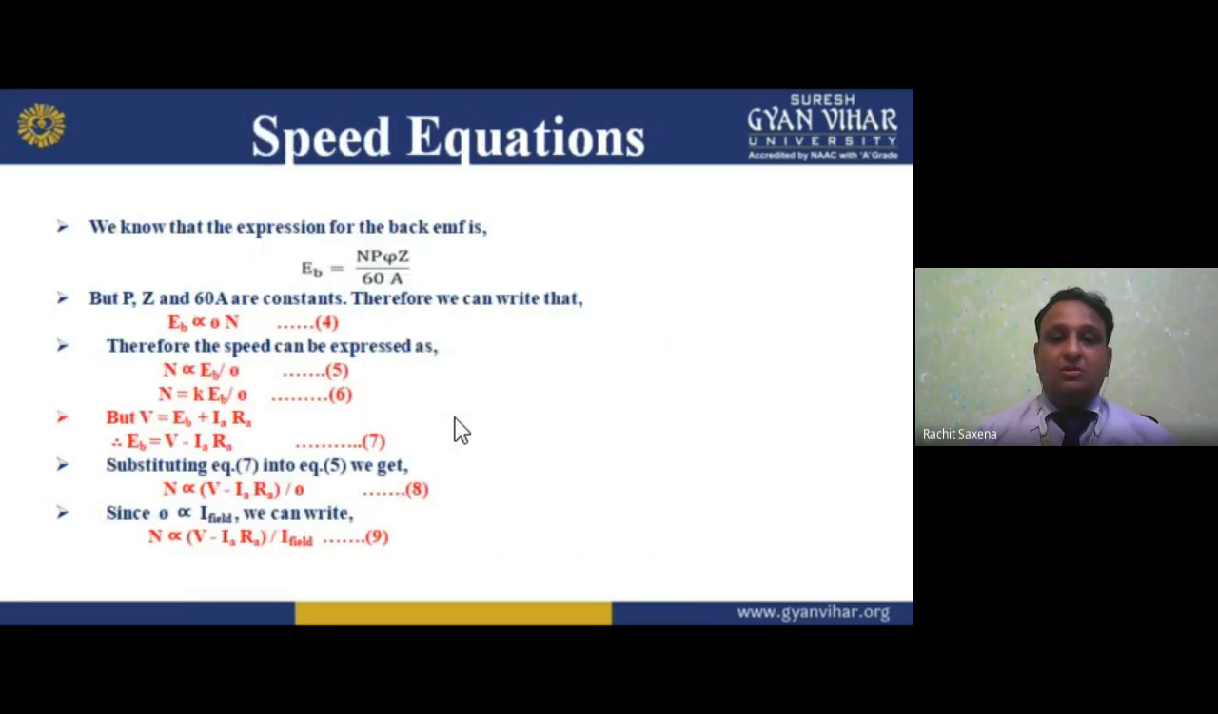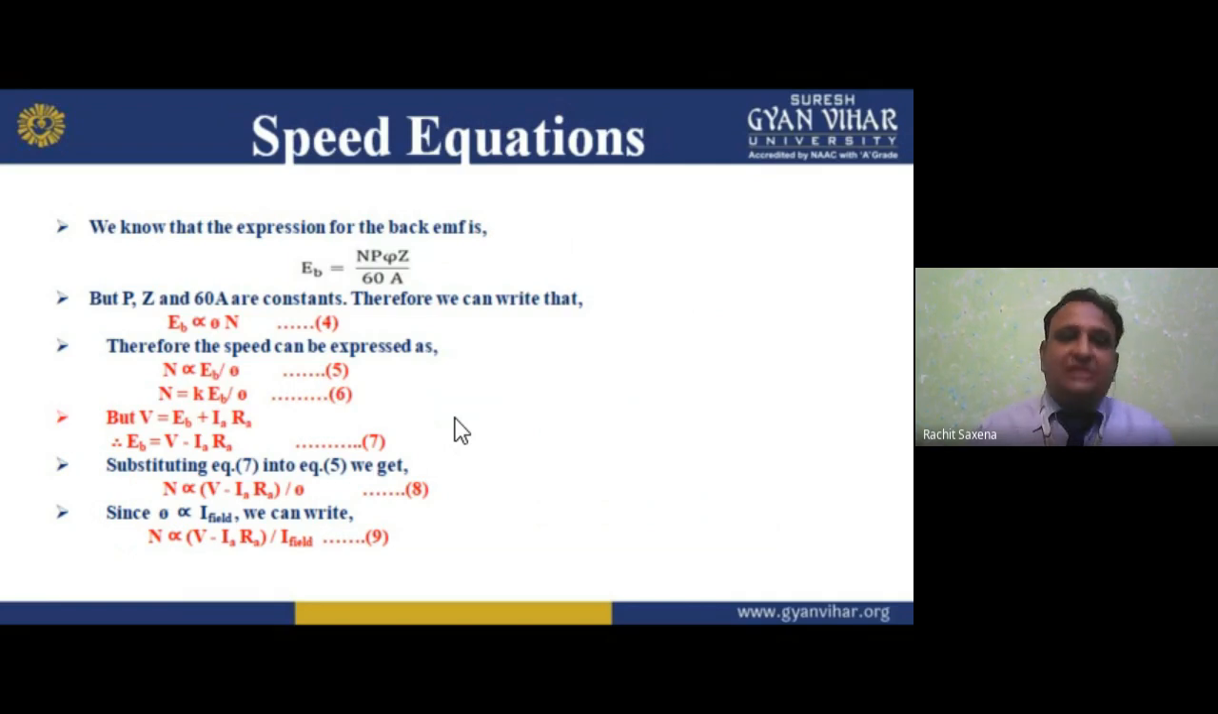Now, we know the expression for the back EMF. The first topic which we covered: the generating EMF is phi Z P by 60A, and back EMF is also the same. But P, Z and 60 are constants. Pole is fixed in a machine, Z is fixed, and A is also fixed, lap or wave. Therefore, we can write E_B is proportional to phi N. So N is proportional to E_B upon phi.